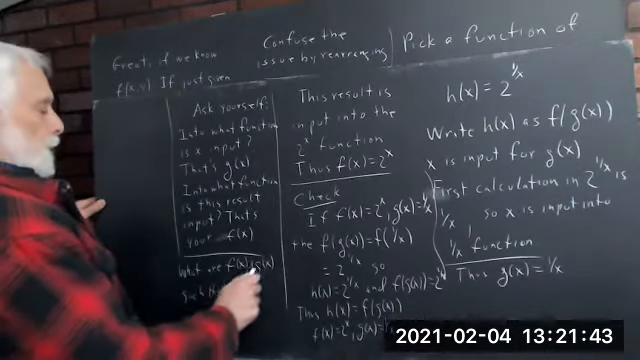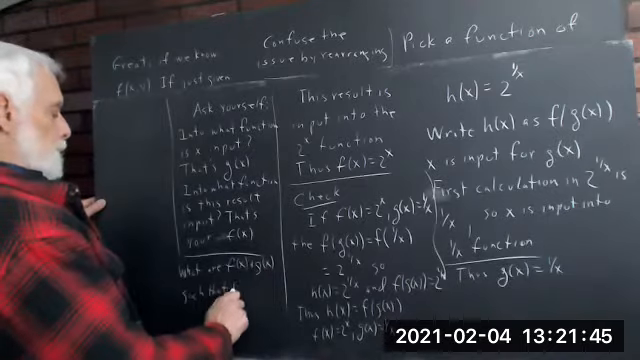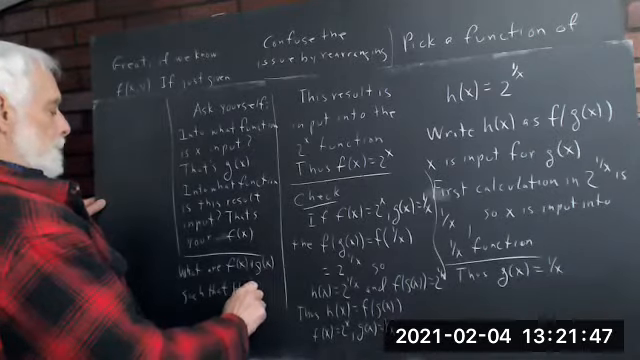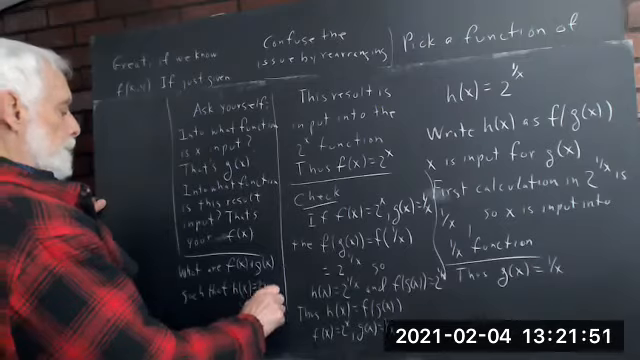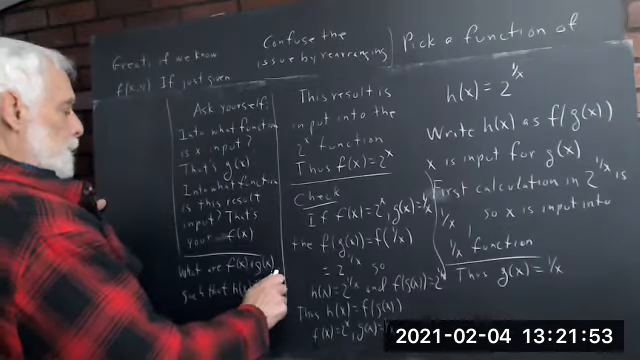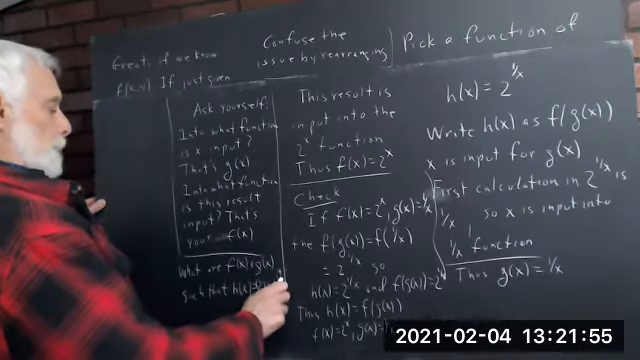What are the f of x and g of x functions such that h of x equals 2x plus 3 to the 4th power?